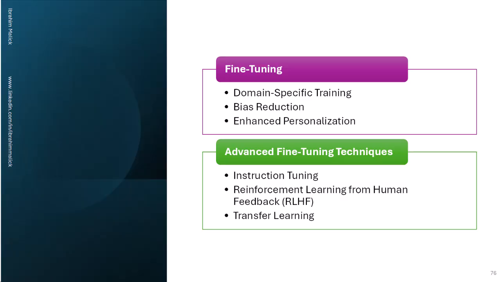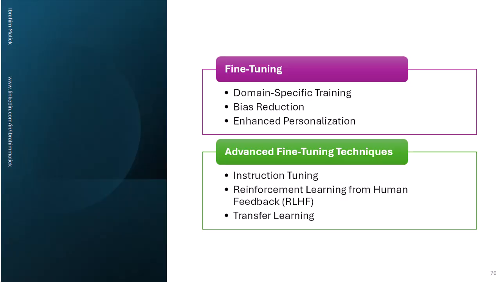Bias reduction focuses on minimizing unfair prejudices in model outputs. There are several approaches: carefully curating training data to ensure diverse representation, implementing specific debiasing techniques during training, regular testing and monitoring for biased outputs, and adding explicit constraints to prevent harmful stereotypes.